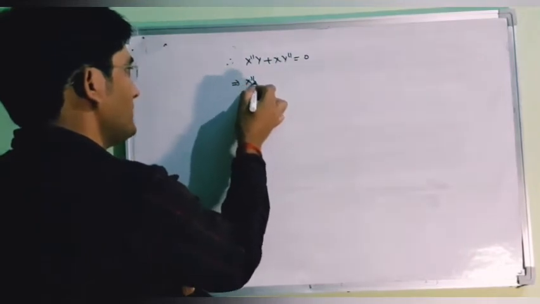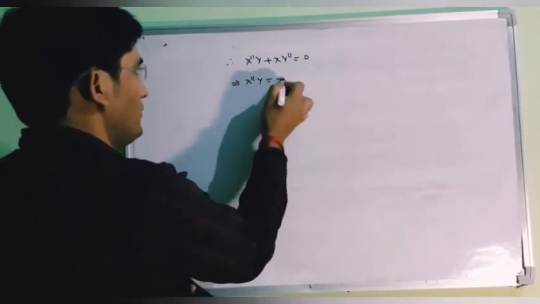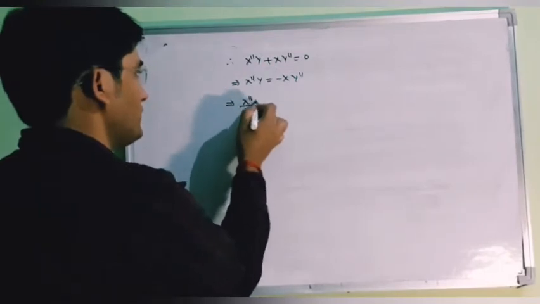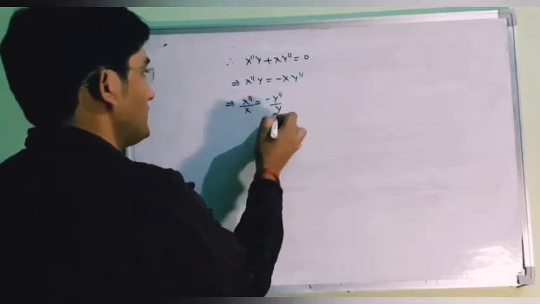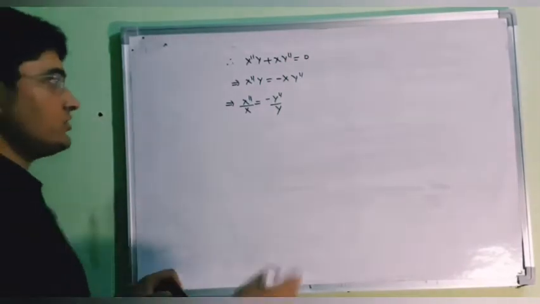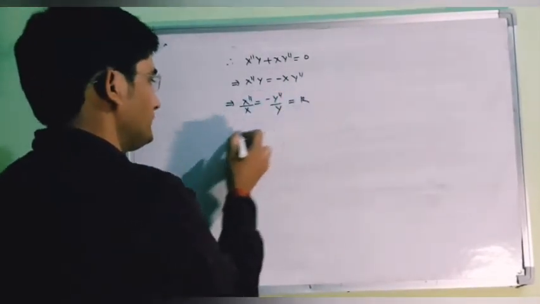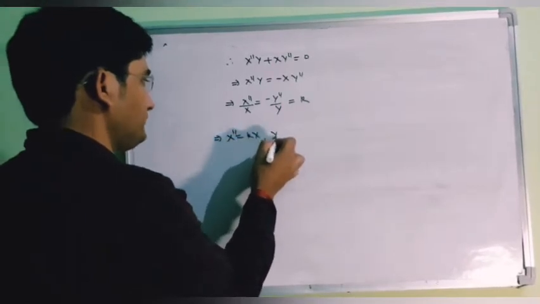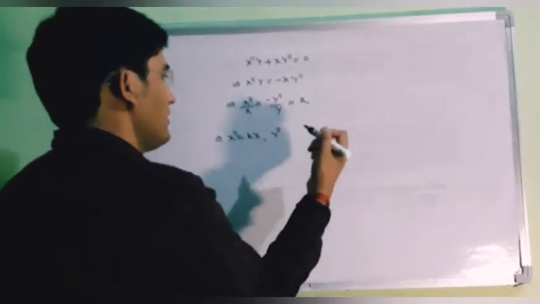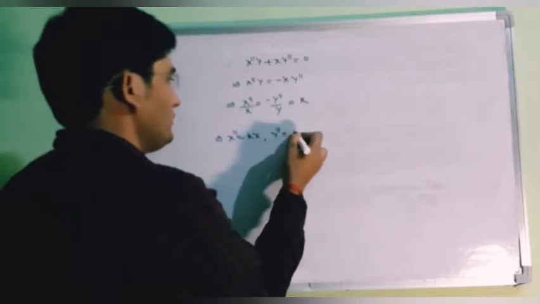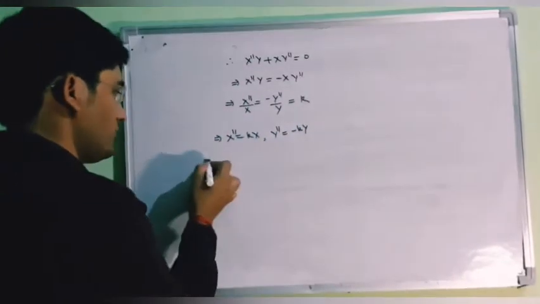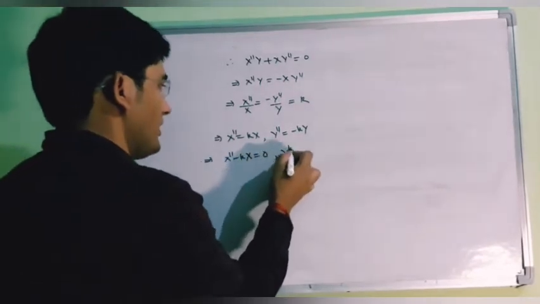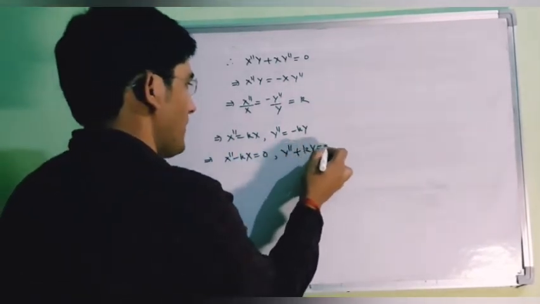we have X''Y plus XY'' equal to 0. So that means X''Y equal to minus XY'', or you can say that X''/X equal to minus Y''/Y. And let us assume this one as small k. So we have X'' equal to kX and Y'' equal to minus kY. So from here we will have X'' minus kX equal to 0 and Y'' plus kY equal to 0.